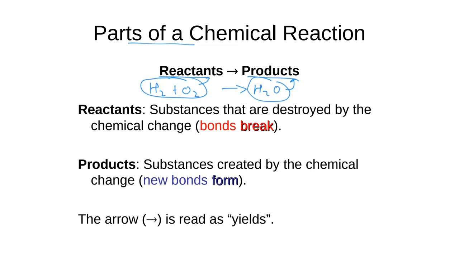So we can also define reactants as substances that are destroyed by the chemical change. So what is happening here? Here the bond is breaking. So in hydrogen and oxygen, bonds are broken, and a new bond is formed between hydrogen and oxygen, that is in the product. So in the product, substances are created by chemical change, and that chemical change is nothing but the bond formation. And these two are separated by an arrow, and this arrow is read as yield.